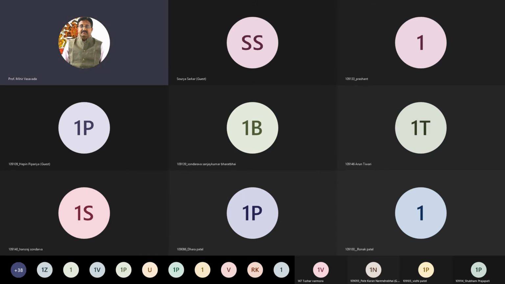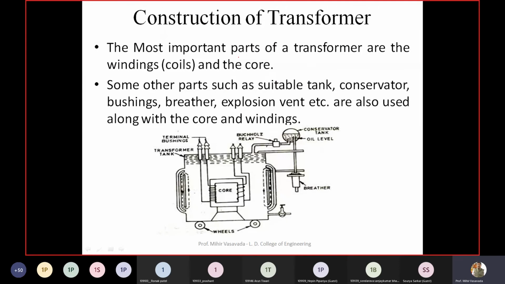Okay, so we'll see one more concept, one more addition, that is the construction of transformer. So the most important parts. Is my PPT visible? Yes, sir. Constructionally, you can tell the most important parts of transformers are the windings and the core.